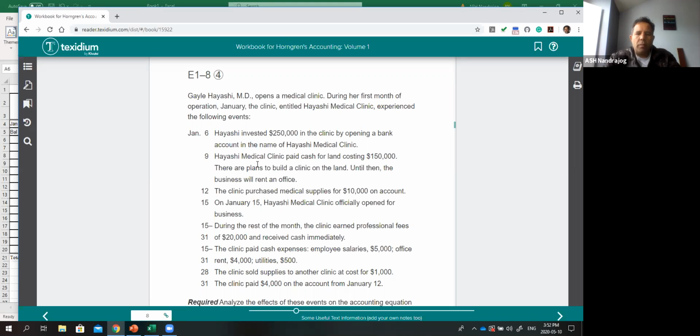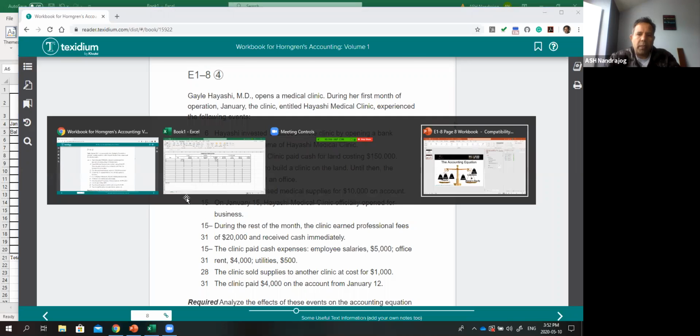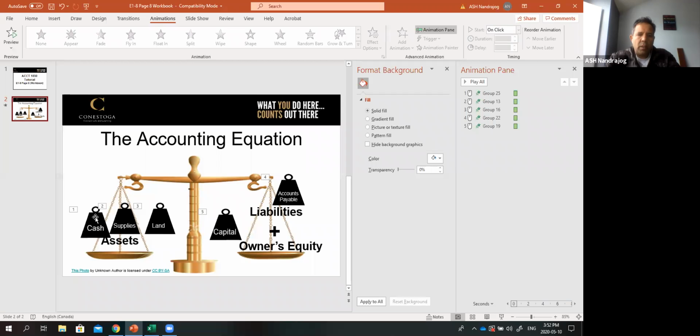Okay, so therefore there would be no entry required on the right side. So only cash is going down and land is going up. So the net effect on this side is zero. It's like picking a weight from here and putting the weight here. So that's why we don't need to put any entry on the accounts payable side or the capital side.